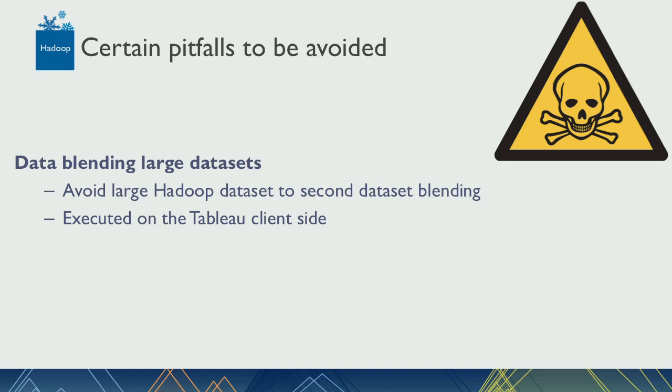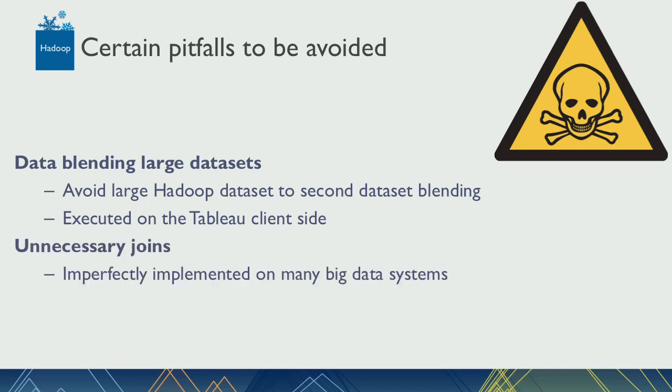Data blending is a really awesome Tableau capability that allows you to bring two disparate data sources into the same view. And in this case, the secondary data source is always aggregated to the visible dimension in the view. You don't want your large Hadoop table or very large data set as your secondary source. That means we have to run a lot of extra aggregation on the fly. Unnecessary joins. I think this one's pretty self-explanatory for those of you who've been working with data for a while. Overhead, let's avoid those.